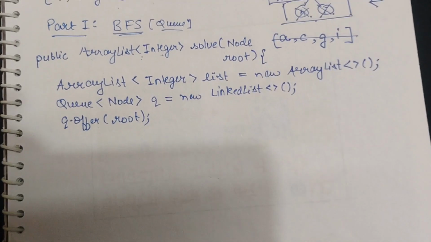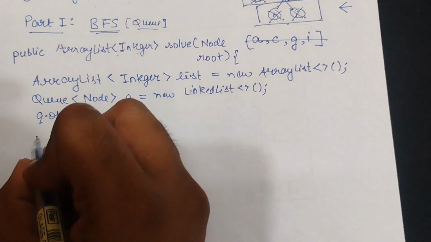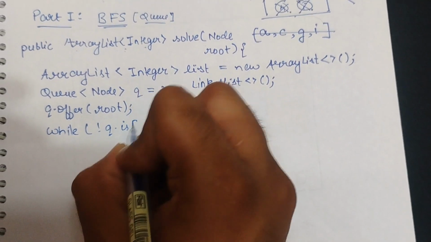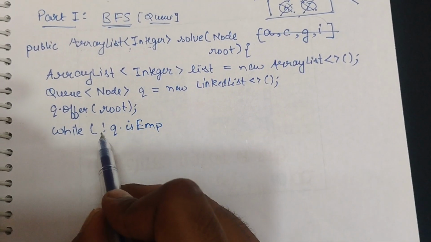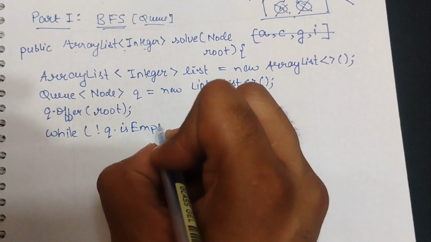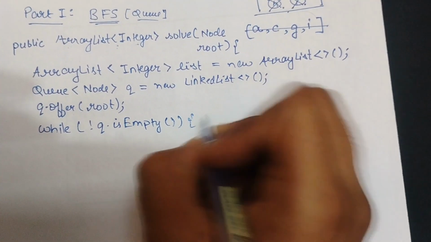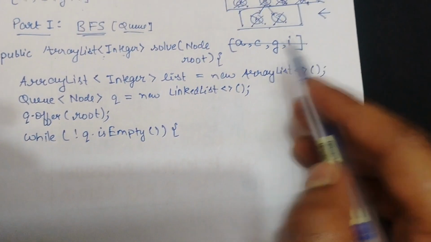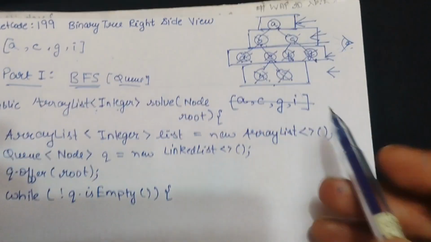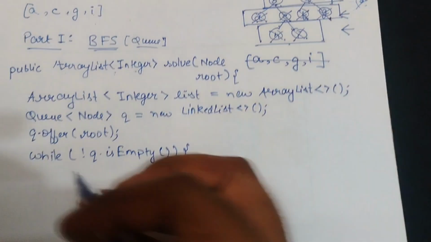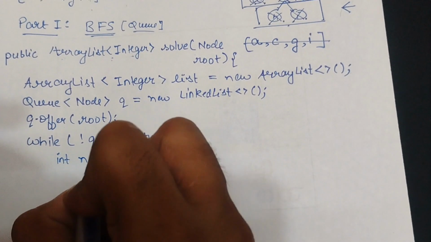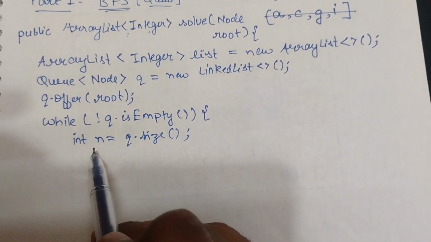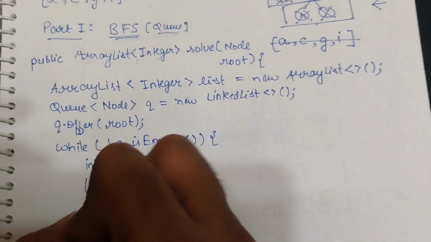Okay, and as we have discussed that in BFS, we continue till the queue does not get empty. So I've written not exclamation queue dot is empty. So till we have elements in this queue, we'll proceed. Since we are going level wise in the tree, first we'll take queue dot size. So int n equals to queue dot size.